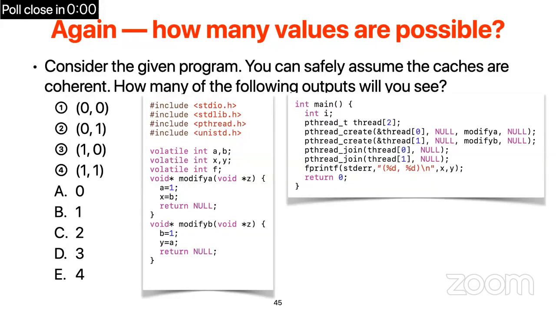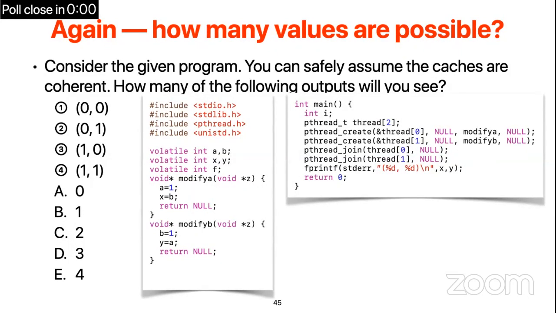Okay, I have Harris. Our group actually thinks the answer is D. The reason we think it's D is because A, B, X, Y, F are all volatile, meaning those values stored in memory are going to be read by different threads. We don't necessarily know the order in which modify A and modify B are going to run. We create A first, B second, but there's no guarantee A will run faster than B or which one is going to be executed first.